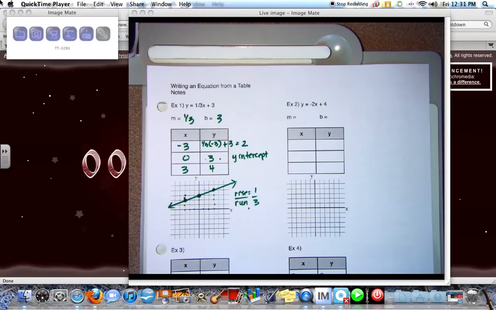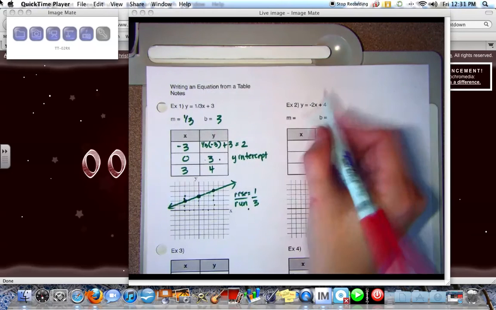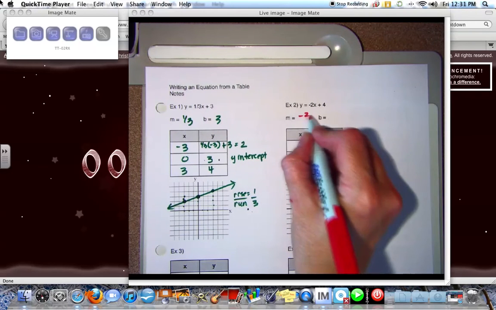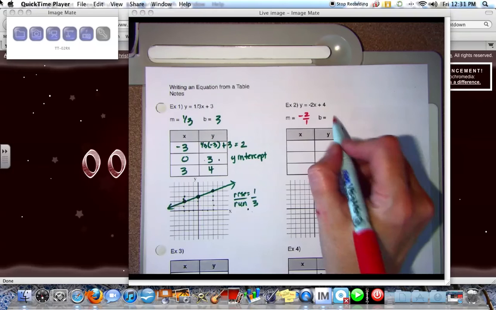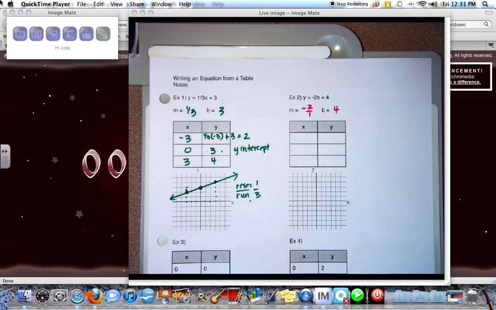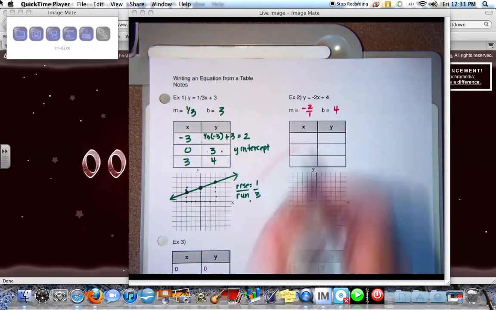All right, example 2. Y equals -2x plus 4. What is my slope? Negative 2. What's my y-intercept? 4. All right, let's choose values for x. -1, 0, 1.